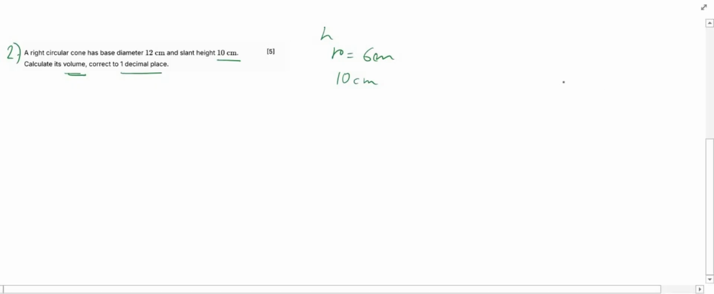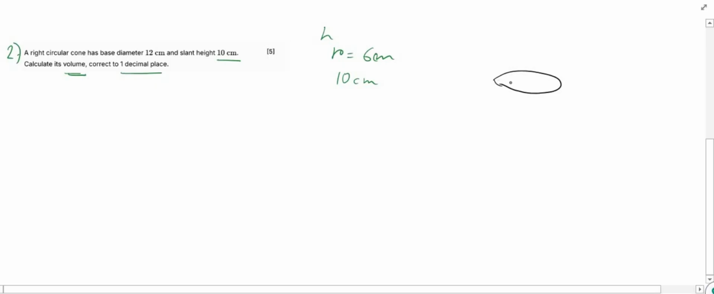Alright, first of all, for the volume of a cone, we need a vertical height, not a slant height. So to find the vertical height, we have a diameter, so the radius will be 6 centimeter, and the slant height is 10 centimeter. If we do Pythagoras theorem, then we can find the h. Let me make this more clear. I'm drawing the cone here.